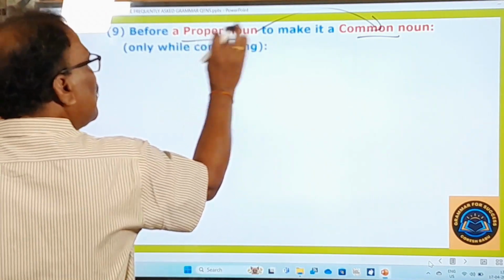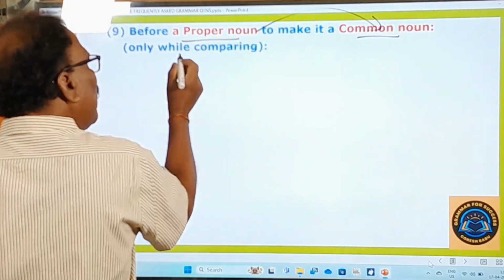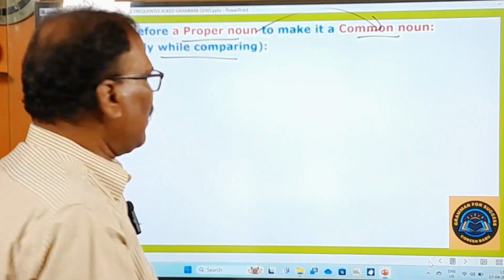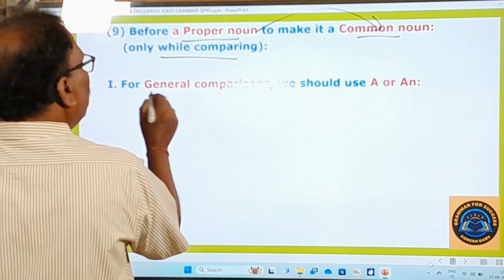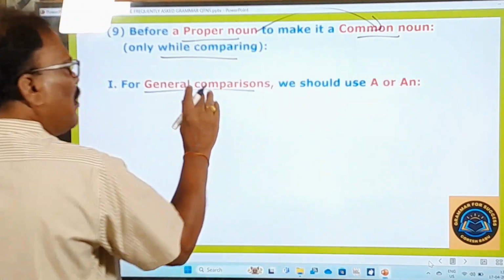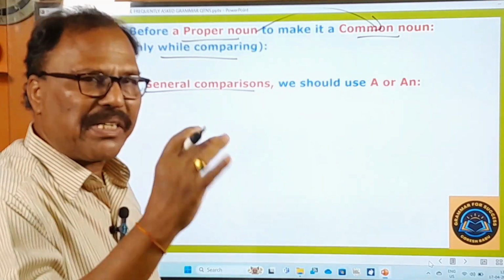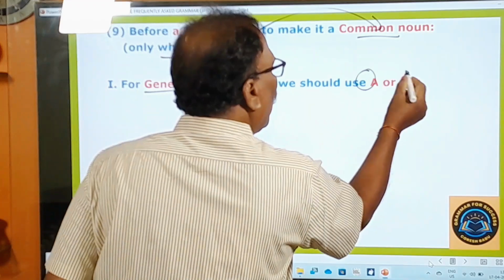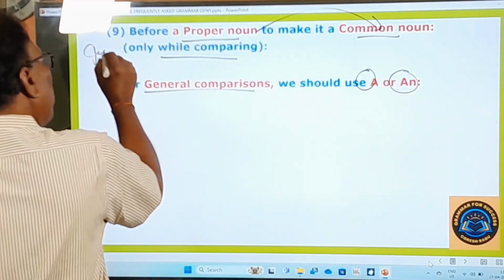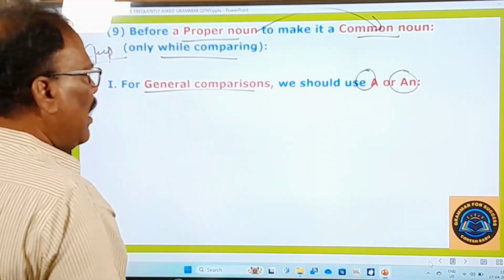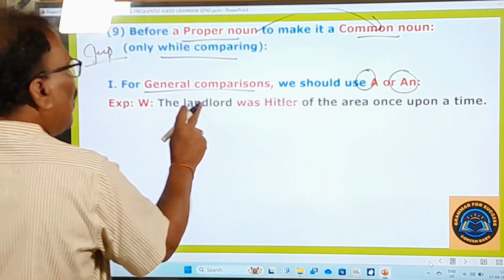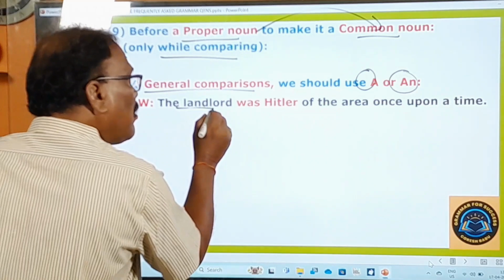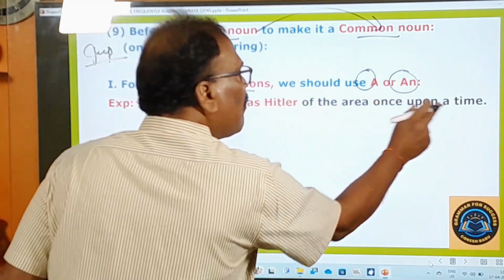Here this rule applies only while comparing two persons or two things or something like that. So here you pay attention for general comparisons. Whenever you happen to compare two persons in a general way, then you should use either a or an. Please keep this rule in your mind very carefully. And here you pay attention: The landlord was Hitler of the area once upon a time.